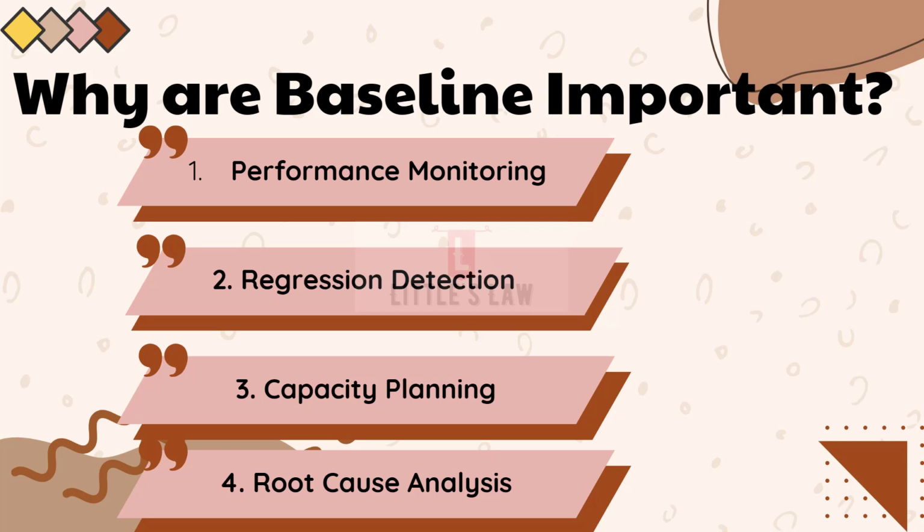And that's the main reason we are baselining the application. The second point is regression detection. When any new releases or updates are introduced, comparing performance metrics against the baseline helps in detecting regressions or improvements in performance. And this part is very crucial for maintaining and improving overall system performance.